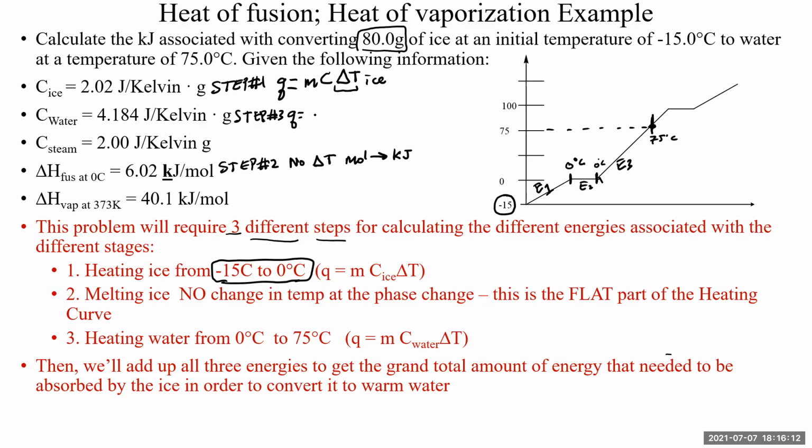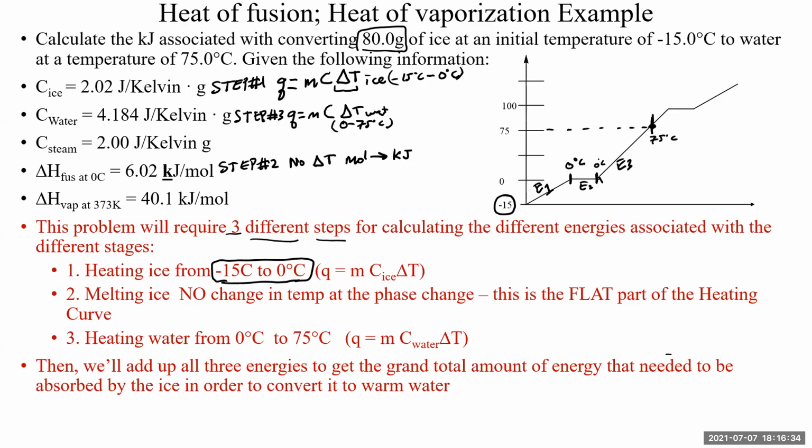That's going to be Q equals M, which is still 80 grams, times C of water, the specific heat of water, times our delta T for the water, which is going to be 0 to 75 degrees Celsius. This is going to be negative 15 degrees Celsius to 0 degrees Celsius. So that's how this is going to work.